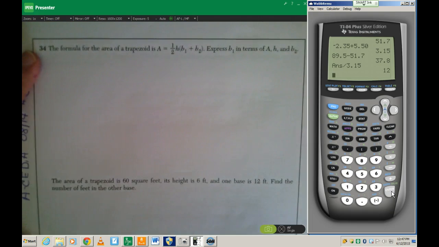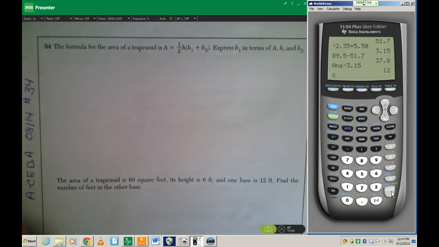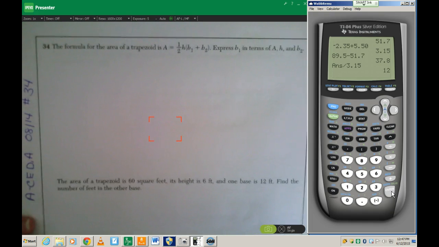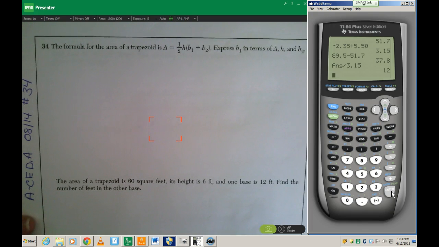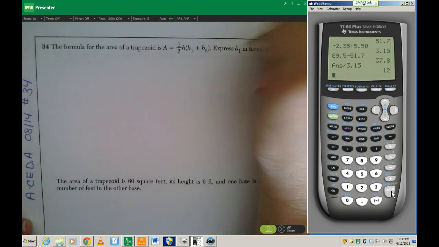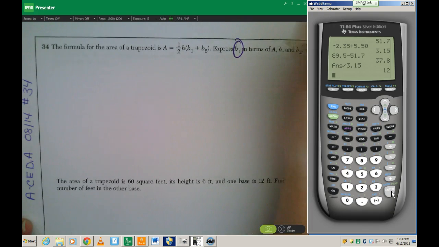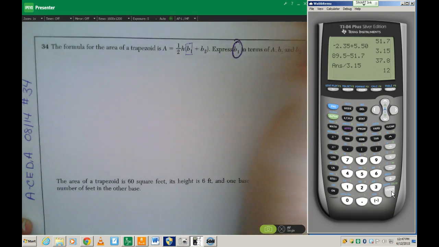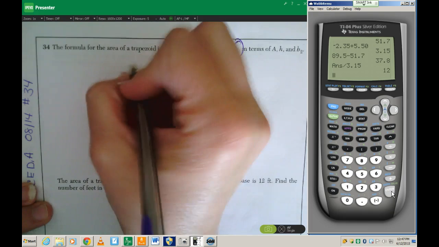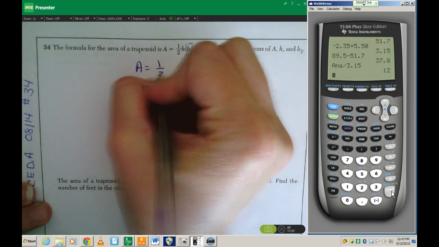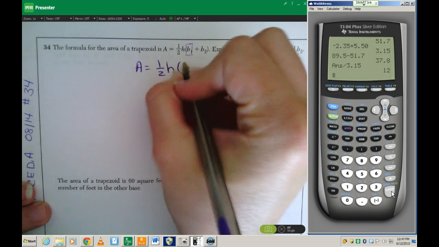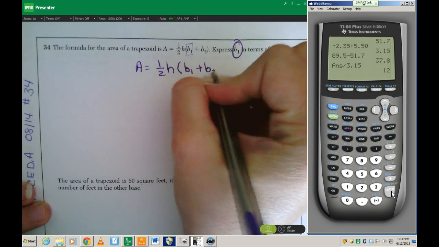Let's go up here. The formula for the area of a trapezoid is A equals 1/2 height times B1 plus B2. We are trying to find B1 in terms of everything else. So this is what's important. So here's our area equals 1/2 height times base 1 plus base 2.